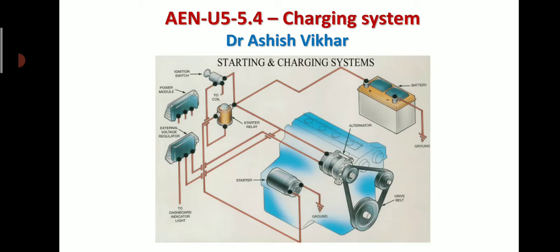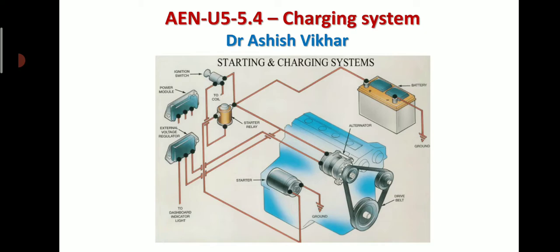In all these three systems, the charging system, starting system and ignition system, there is a wide use of electrical and electronic components, and that is why the name of this unit is electrical and electronic auto components. Let us see this picture of the charging system. You will see the battery, after that the engine, the location of the solenoid, and one important component, called the alternator.